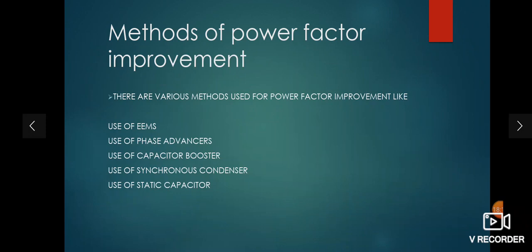And the last one is the use of a static capacitor. Static capacitor means connect the capacitor across the load, and if your load is 3-phase, then connect the capacitor in a star or in a delta across the load. So you will get a better power factor, because the kVAR of the capacitor compensates the lagging kVAR of the load. So these are the various methods to improve the power factor, or you can employ any one of these.